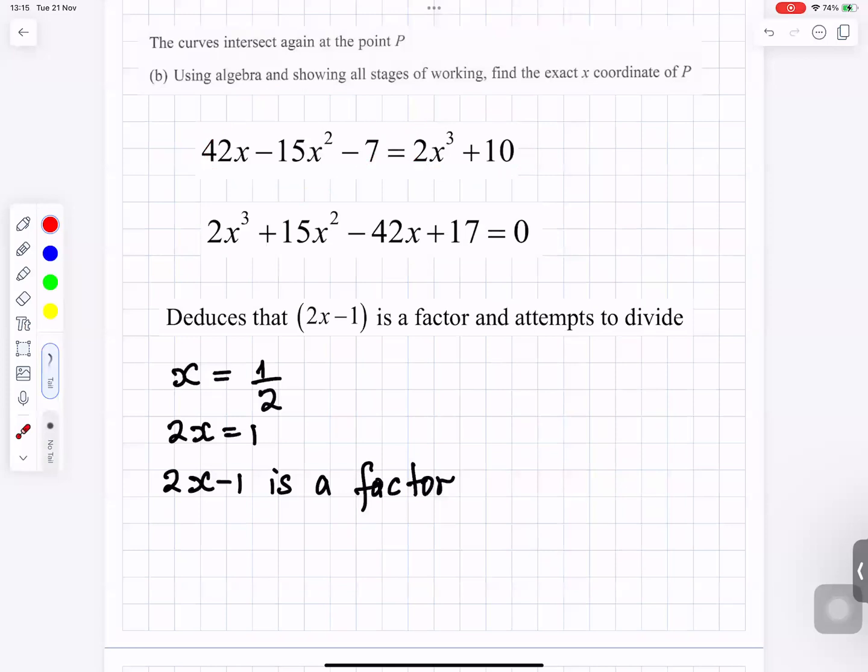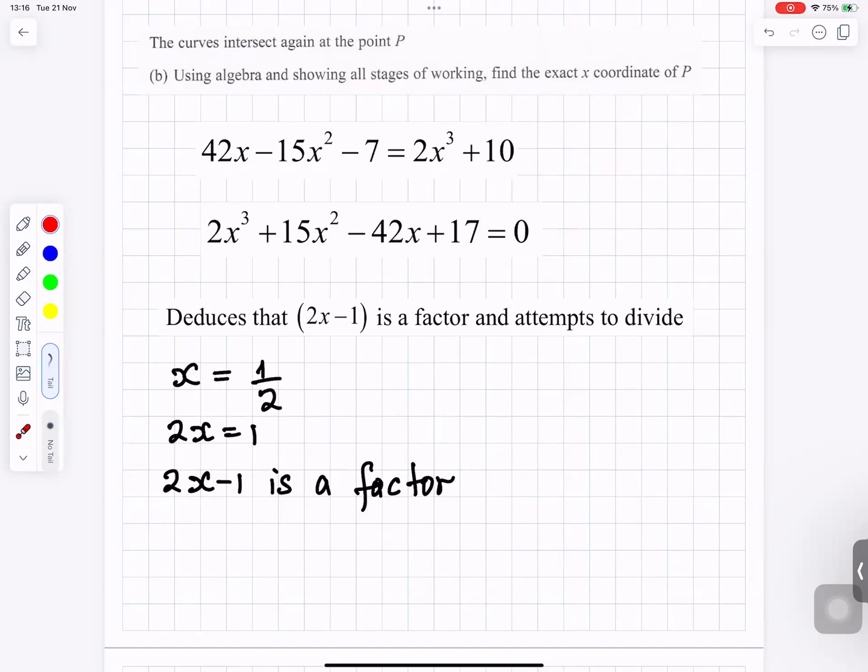So we take 15, minus 15 goes to the right. It becomes plus 15x squared. Plus 42x goes to the right, it becomes minus 42. And then minus 7 goes to the right, plus 10, it becomes 17. All of that equals 0.